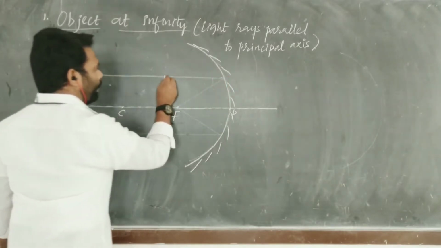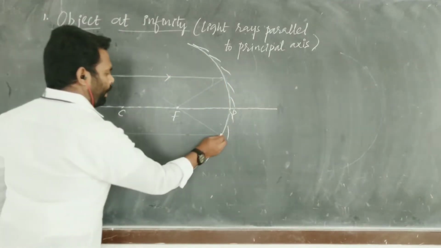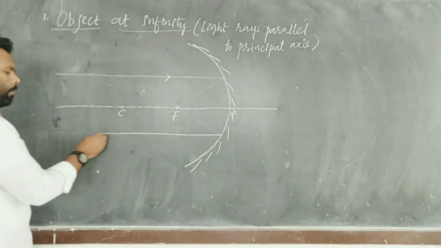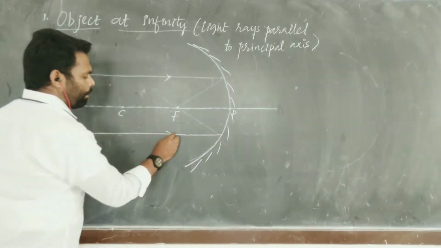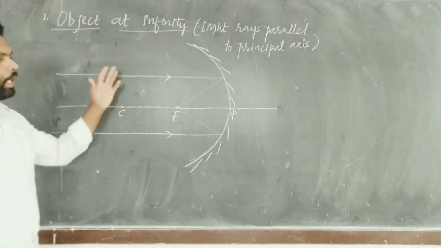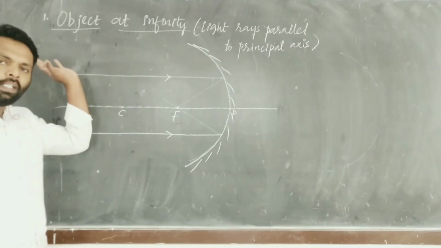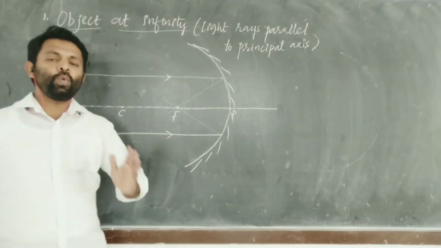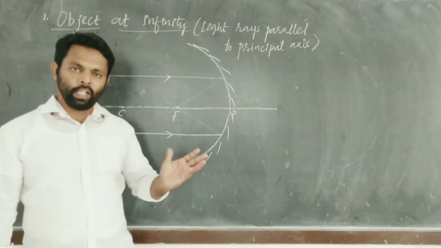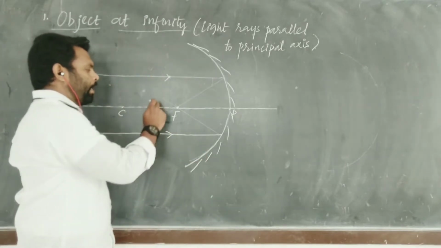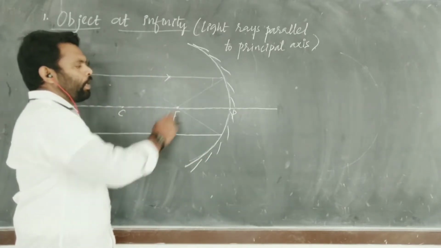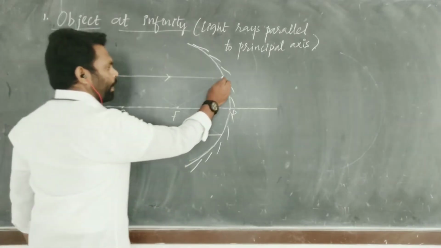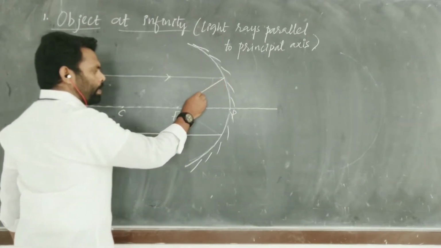So first light ray and second light ray. These light rays are parallel to each other and parallel to principal axis because the object is at infinity. And according to the rules to draw ray diagrams for concave mirror, if a light ray is parallel to principal axis, incident on the concave mirror, after reflection, it must pass through focus.